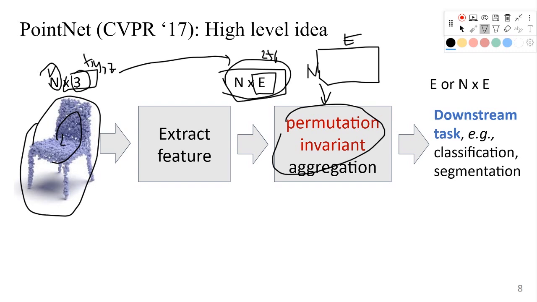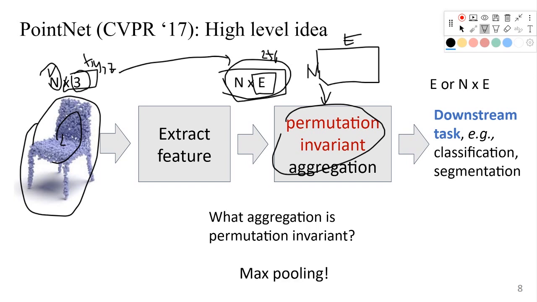How can we achieve this? In PointNet, they simply use max pooling. Yeah, this is pioneering work. In my opinion, this is still very simple. They use max pooling so that the output after we apply max pooling is permutation invariant.